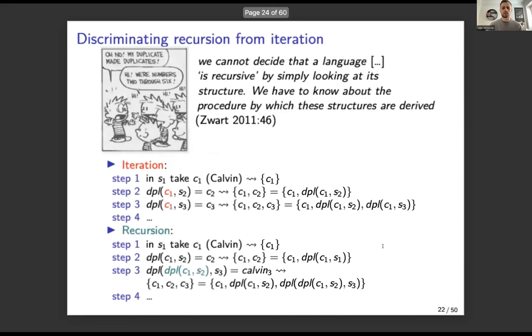Well, first of all, discriminating recursion from iteration was addressed in a very interesting way by Jan Wouter Zwart 10 years ago, and it was illustrated by a cartoon. So take Calvin and his duplicates. And the question is whether those duplicates were delivered in a recursive way. Well, the answer is not necessarily. So we can think of at least two ways in which this state of affairs could be achieved.